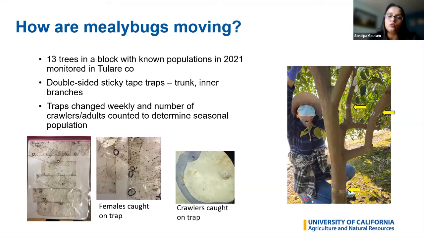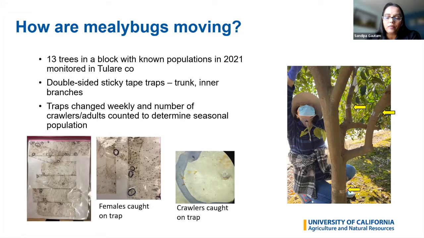These traps were changed weekly since the second week of February, and the number of crawlers and adults were counted to determine seasonal population. First month, second month, until March, we did not find any crawlers. Although we were seeing some first instars on the leaves of a tree, on the same trees where sooty mold was present. That was our indicator to go and find out, okay, this tree has mealybug population. But until March, we didn't see anything, but we continued changing the traps weekly.